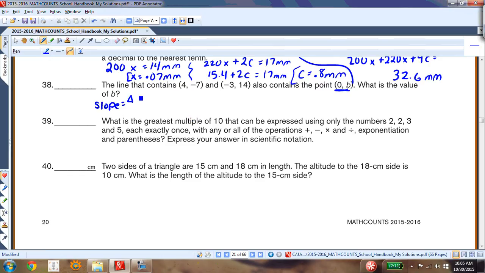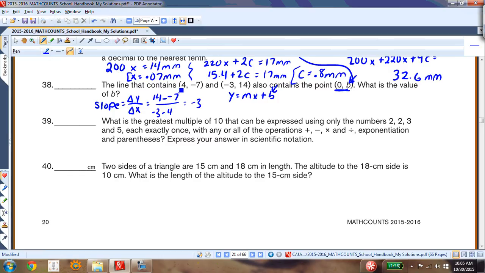The slope is delta y over delta x, rise over run. That's going to be 14 minus -7 over -3 minus 4. That's 21 over -7, which is -3. So this line has a slope of -3. I know that the equation of a line is y equals mx plus b. I'm trying to solve for b because I know that that's my y-intercept right here.